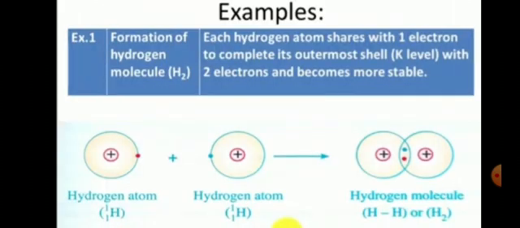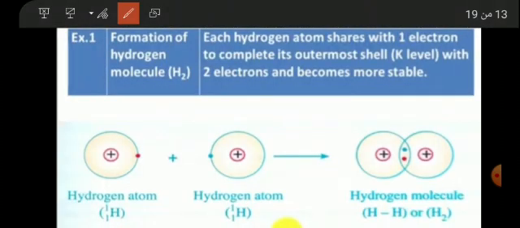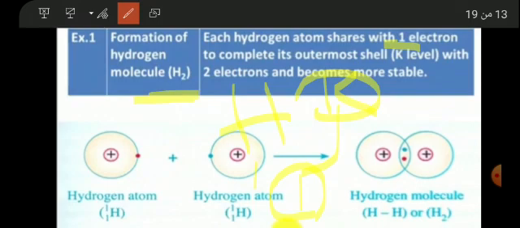Number 1, single covalent bond. An example is the formation of the hydrogen molecule H2. Each hydrogen atom shares one electron. Hydrogen has 1 electron, so the K shell is saturated with one more electron. It is not completely filled, but the 1 electron goes in the K shell, the first energy level, which is also the outermost energy level because hydrogen has only 1 energy level. So hydrogen will share one electron to complete its outermost shell, the K level, with 2 electrons and become more stable.